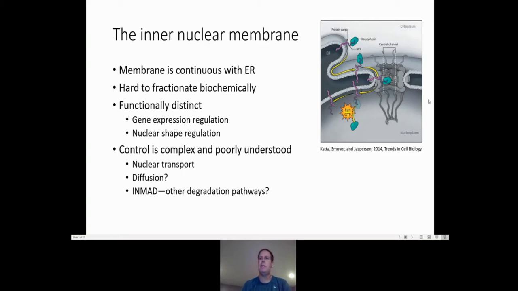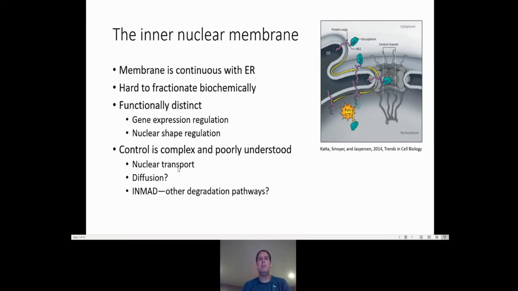It's incredibly important because this is where all the chromatin is. So a large amount of gene expression regulation happens at the inner nuclear membrane. Also, this part of the cell controls nuclear shape regulation. And we know that nuclear shape regulation is often related to aging and cancer and other failures of this system in the cell. So control of this transport is complex and poorly understood.